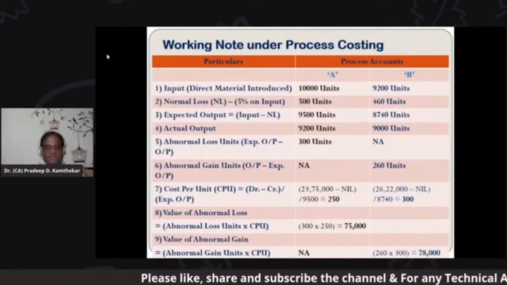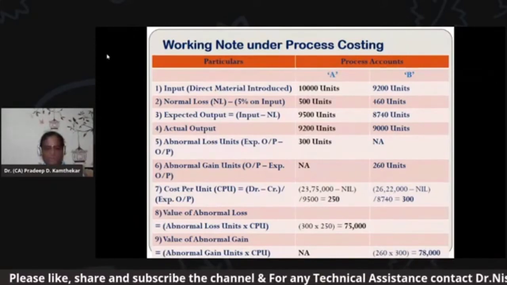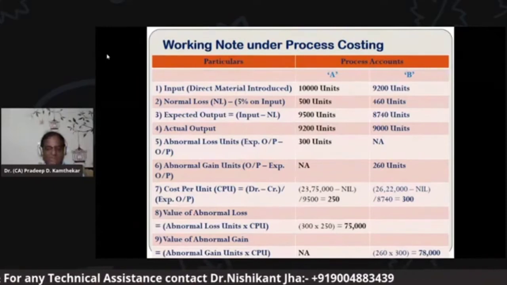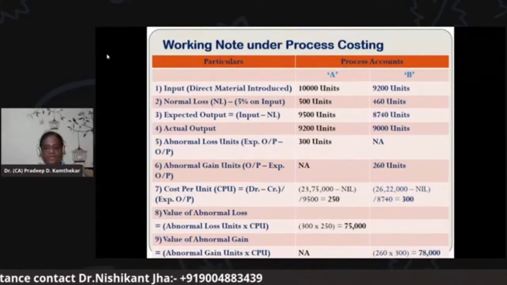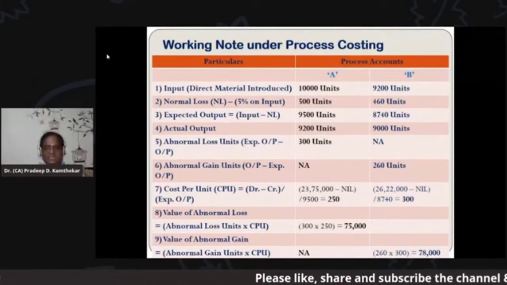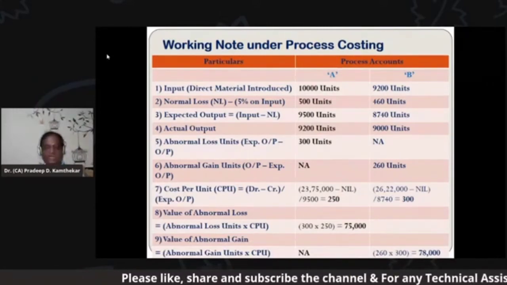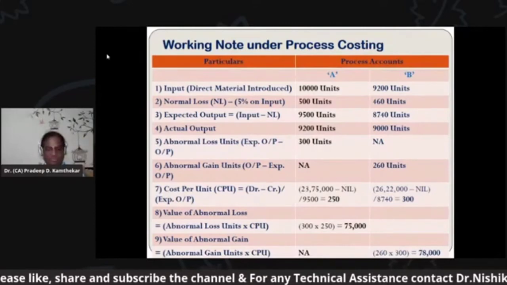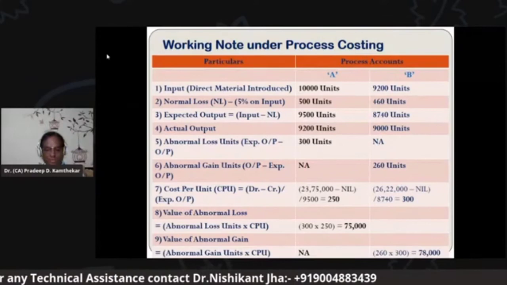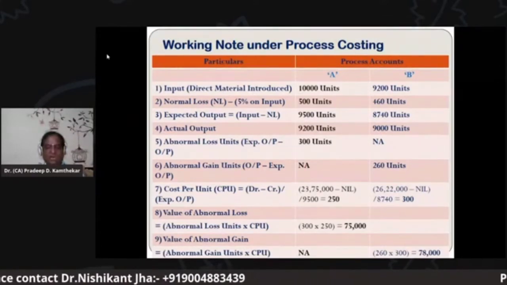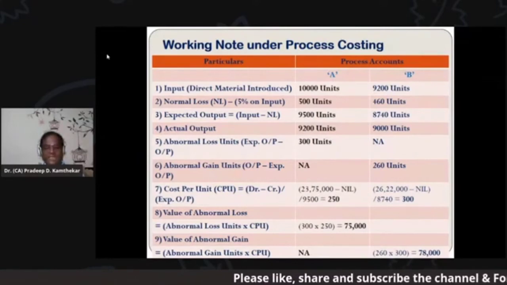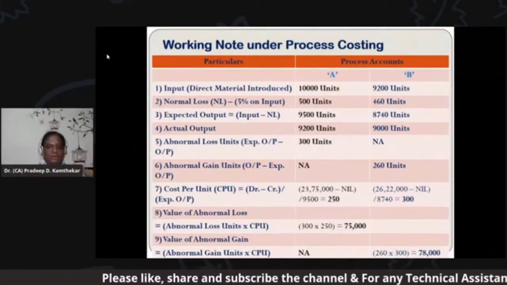This cost per unit is very important, because at this cost per unit, we value the closing stock of that process. And at this cost per unit, we value the abnormal gain and abnormal loss units. And at this cost per unit, we transfer the units to the next process. So from this point of view, this cost per unit is very important. Formula we should never forget. It is debit cost total minus credit cost total divided by expected output that we have calculated in point number 3.